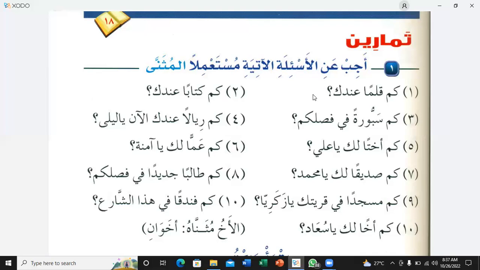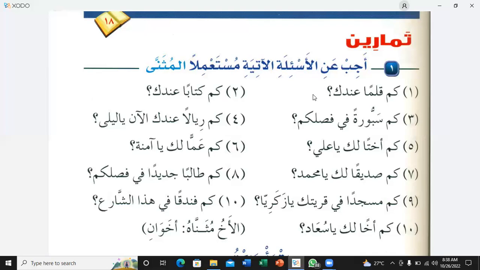Kam nafizatan fi ghurfatuka, ya Ismail? In your room, fi ghurfatuka. For Poonam, Ismail, it has, or in it are, two windows. Fiha nafidatani. Repeat it. Fiha nafidatani. Okay, for Karima.